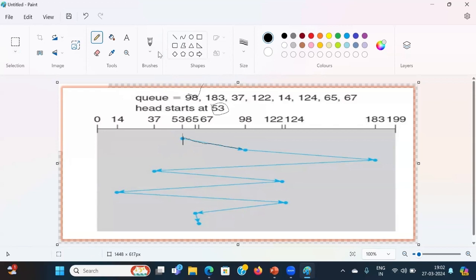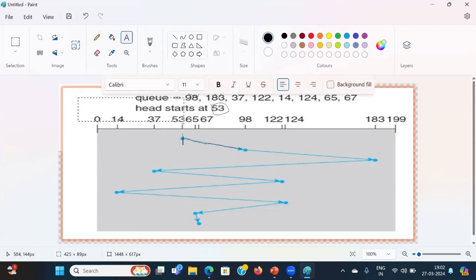When your read-write head moves from 53 to 98, what will be the shift? That is 98 minus 53. That is the total number of shifts that your read-write head makes. Now after 98, what is the next number you have? It is 183.